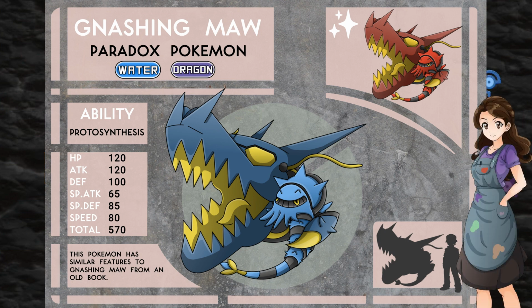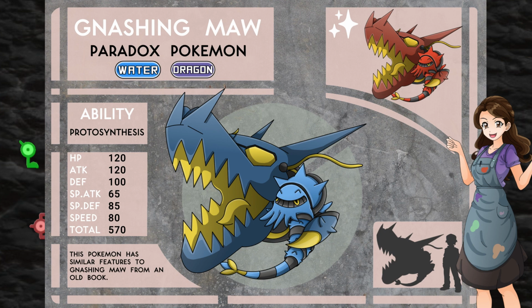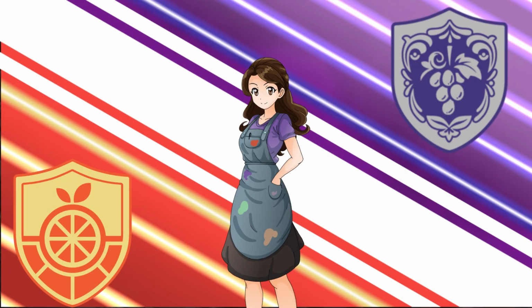I feel like Clawitzer's claw in the original design already had a pretty powerful presence, so by making it into a dragon skull, it's really just helping further that aspect. And that's the final past Paradox Pokemon I did for this challenge. Now let's take a step out of the past and into the future.